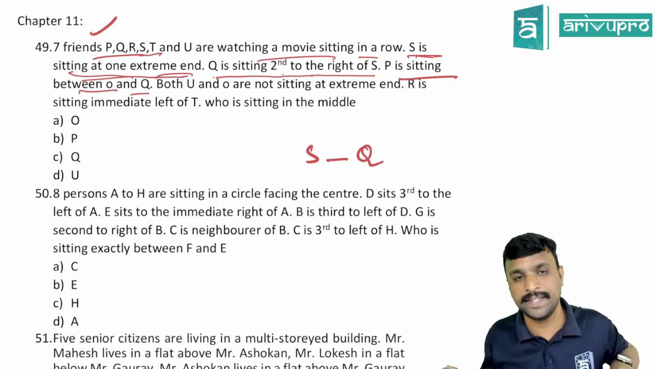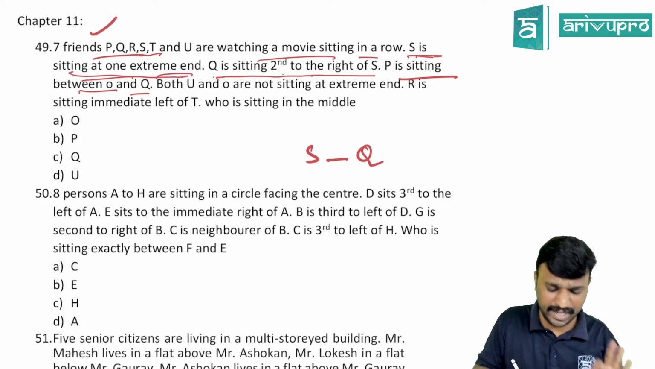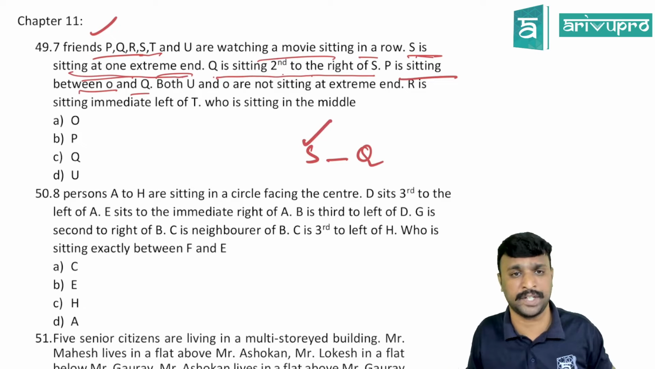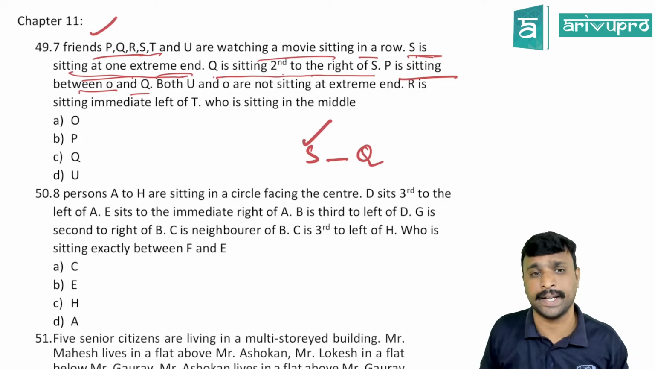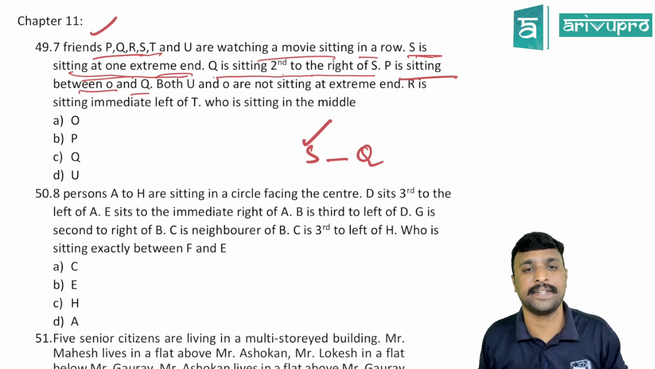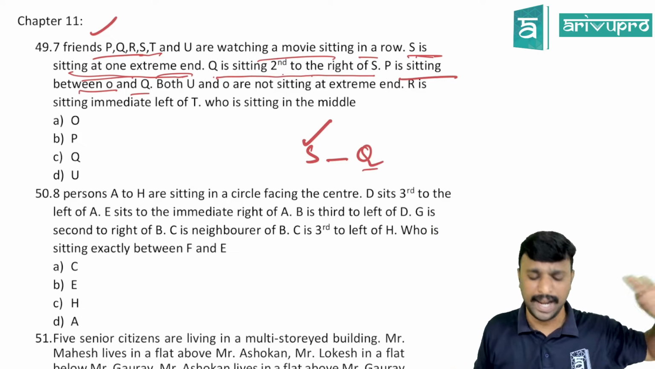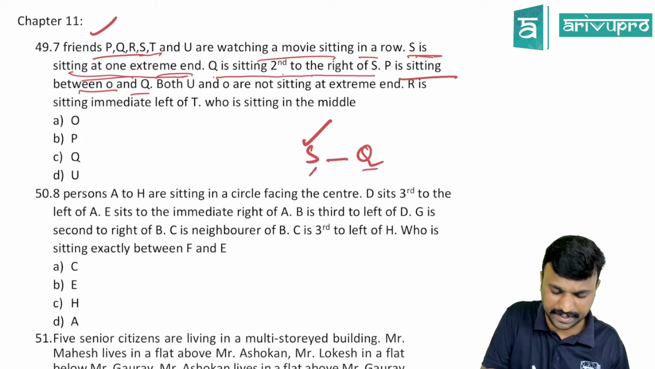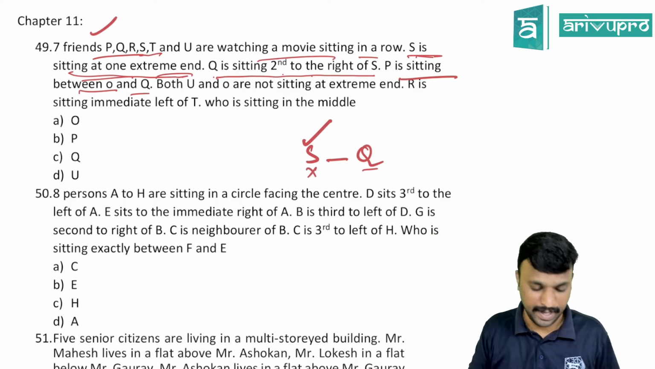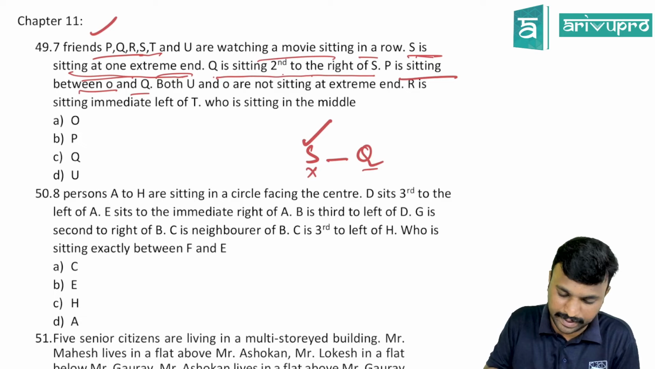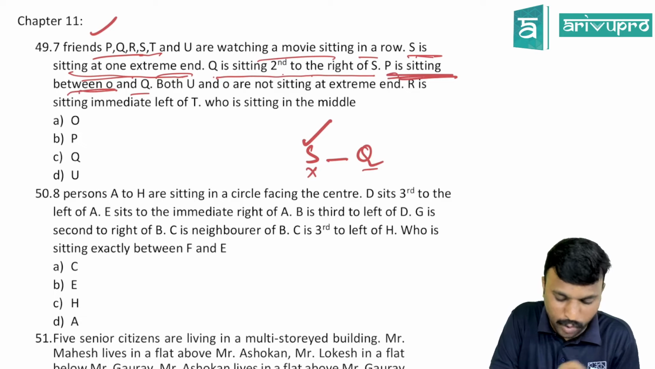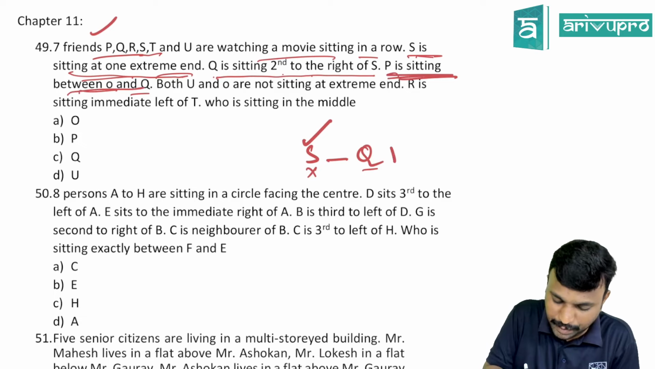So if S is sitting at one of the extreme ends, definitely S should be at the left extreme because someone is sitting to the right. So S cannot be at the right extreme. Q is second to the right of S, so definitely S should be at the left extreme. That is fixed. There's no one to the left of S. Now, regarding Q, they have said one thing. What is it? P is sitting between O and Q. So definitely P should be here and O should be here.